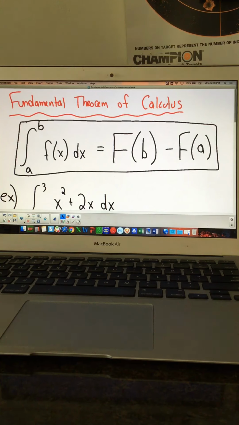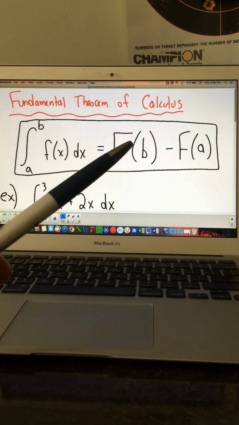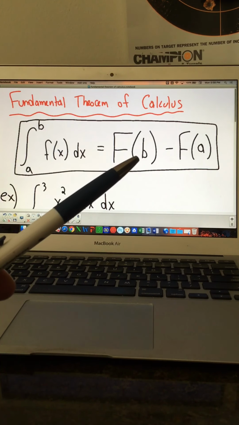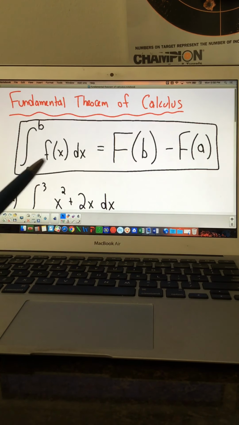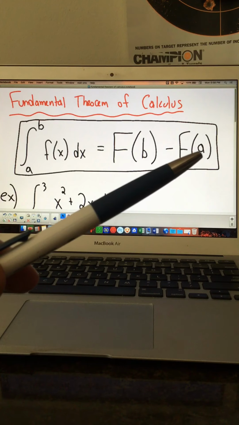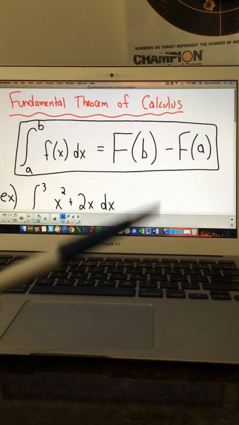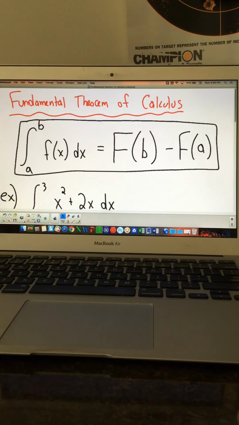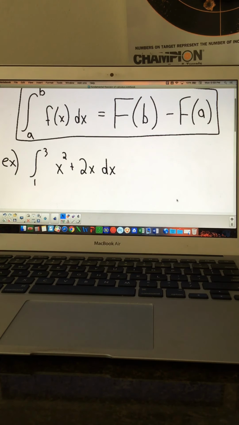Now, we're going to evaluate the integral, and then we're going to plug in the rightmost boundary, plug in the leftmost boundary, and then subtract their values. And then that answer is what our integral value is going to be. Again, this is a definite integral. So here we go. Let's look at an example.